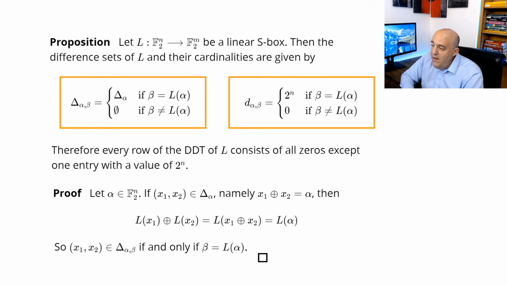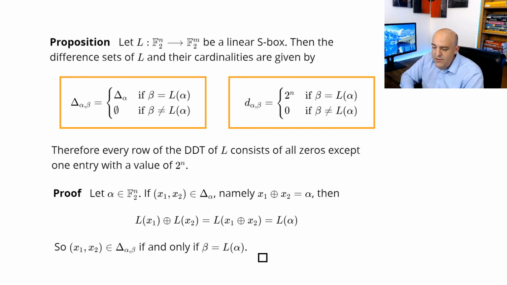And therefore, d alpha beta is just the cardinalities of those sets. The cardinality of delta alpha is 2 to the n, and that happens when beta equals L of alpha. And it's 0 when beta is not equal to L of alpha. And that gives the values of the differential distribution table. We can look at this as saying that every row of the DDT of a linear S-box contains all zeros, except there's a single entry, which is 2 to the n.